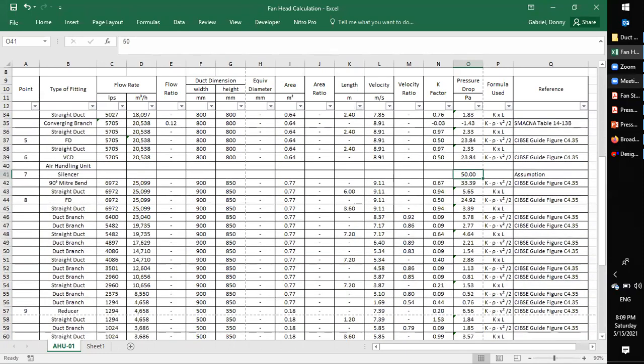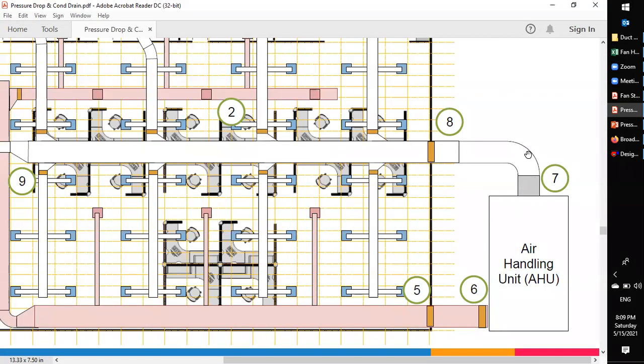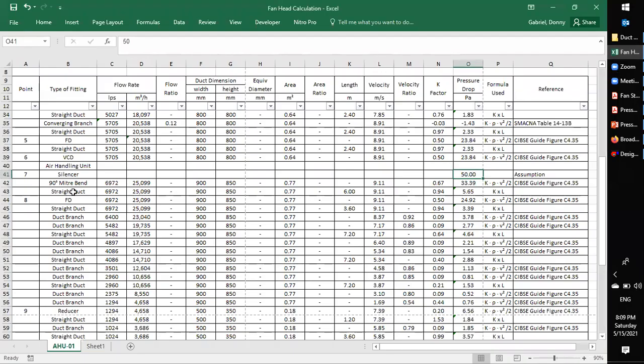So same, from here, this point, silencer, we have a bend, then straight duct, and then fire damper. So bend, straight duct, fire damper. We already calculated each item.